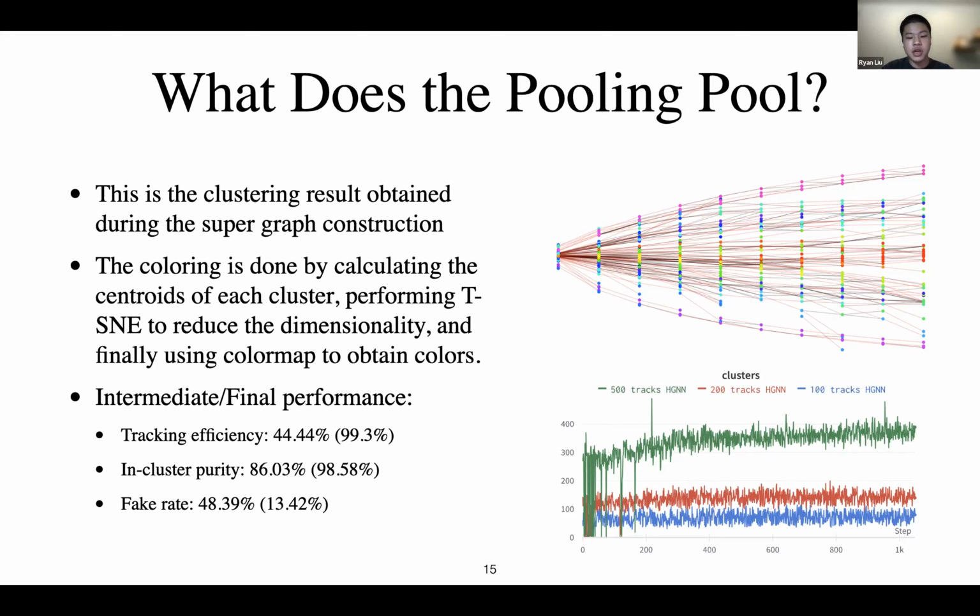To see how the hierarchical iteration improves the performance, we compare the halfway result to the final result. As we can see, the tracking efficiency improves by about 55%, and the fake rate is also dropping significantly. Even though we can't conclude that the improvement is solely coming from the hierarchical structure, since we still have the interaction part in the hierarchical iteration, we can still see that the hierarchical iteration is really helping the model to cluster better.